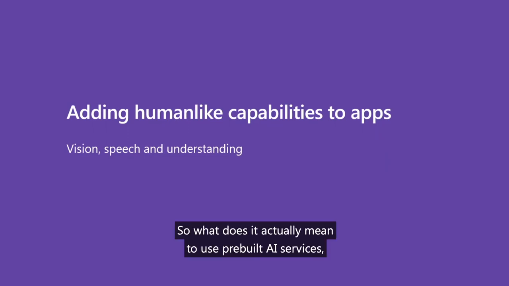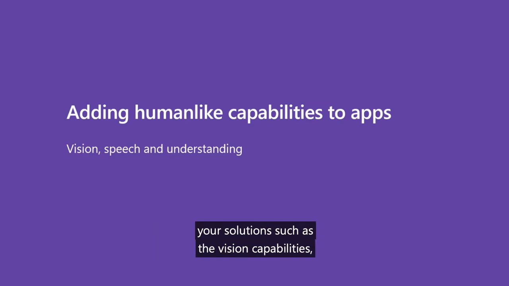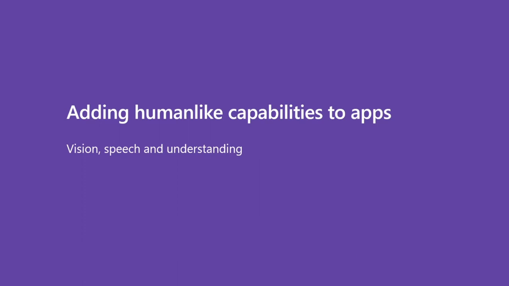What does it actually mean to use pre-built AI services to solve different business problems? It actually means adding different human-like capabilities to your applications and your solutions, such as vision capabilities, speech capabilities, or different language understanding capabilities.